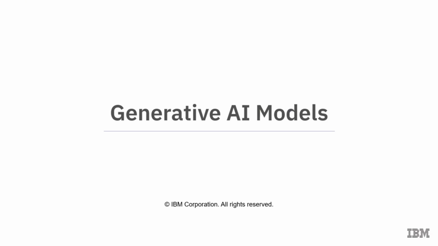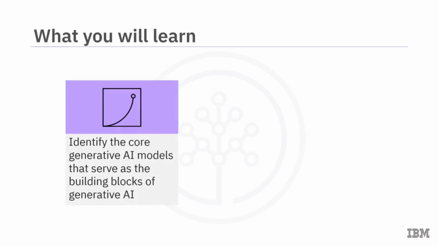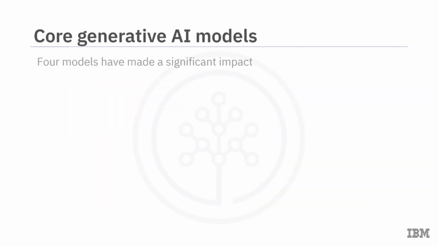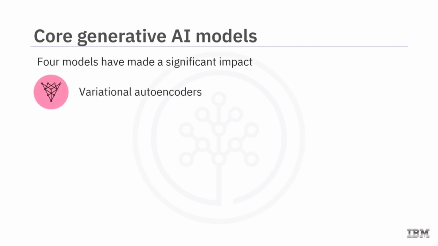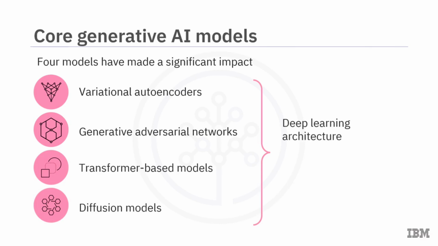Welcome to Generative AI Models. After watching this video, you'll be able to identify the core generative AI models that serve as the building blocks of generative AI and list their distinctive features. In the world of generative AI, these 4 models have made a significant impact: variational autoencoders, generative adversarial networks, transformer-based models, and diffusion models. Each model employs a different type of deep learning architecture and applies probabilistic techniques. Let's gain insight into how they work.